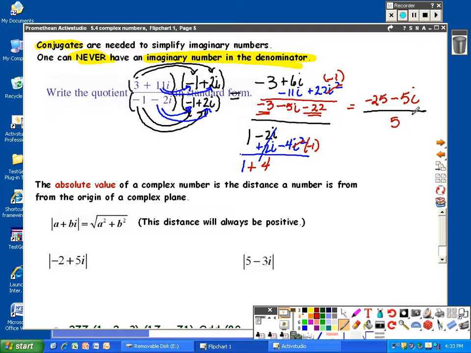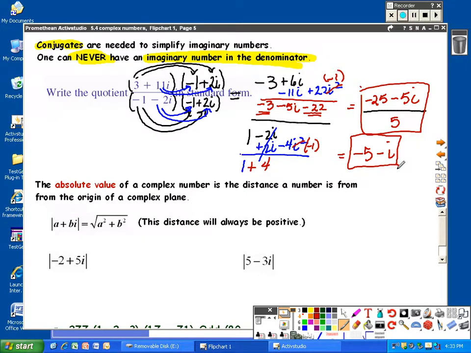Is this in simplest terms? No, it is not, because 5 goes into both negative 25 and into negative 5. In order to simplify, the denominator must divide into both terms of the numerator. So since 5 divides into negative 25 and into negative 5, it simplifies to negative 5 minus i.